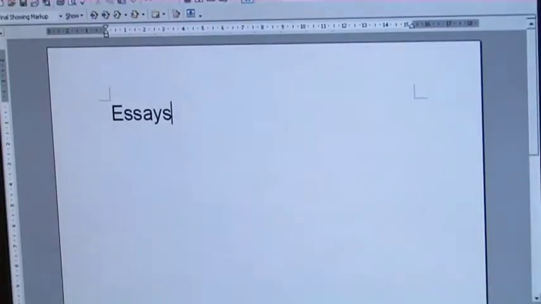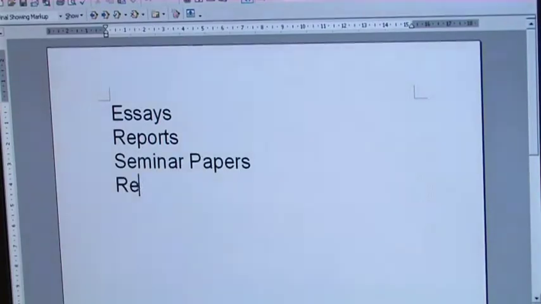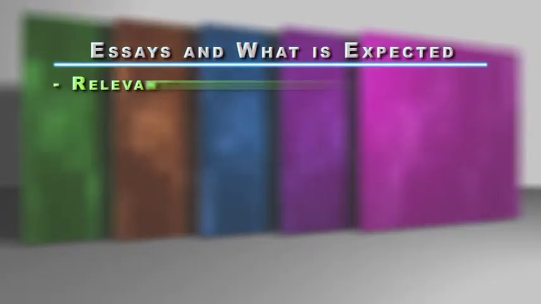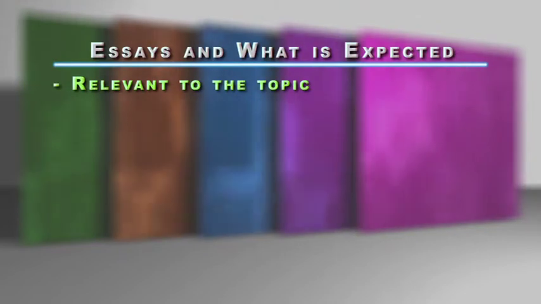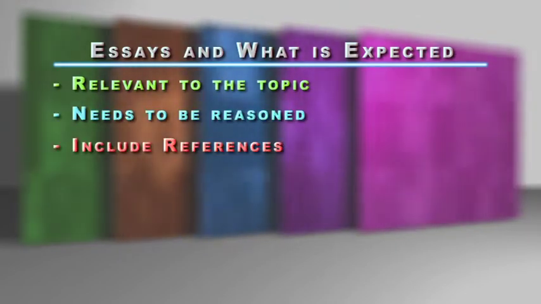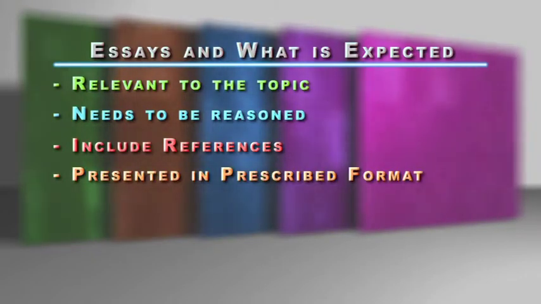When do you need to use academic writing skills at JMC? When you are writing essays, reports, seminar papers and research papers. Let's take a closer look at essays. Essays need to be relevant to the topic. They need to be reasoned, and you need to include references, and it needs to be presented in the prescribed format.